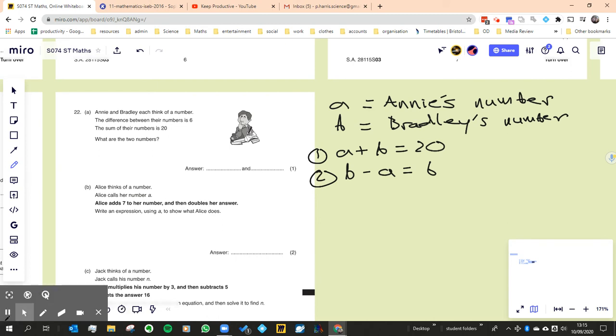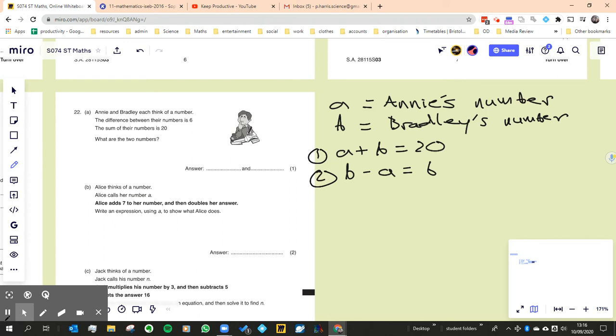Okay, so you could do this by trial and error. You could say, let's go 10 and 10. Well, 10 plus 10 is 20, but 10 take away 10 is not 6. So that's not right. So then you could try a different one. Well, you could say 8 and 12. Does that work? No, that doesn't work, because 12 take away 8 is not 6, it's 4. So it's not that.